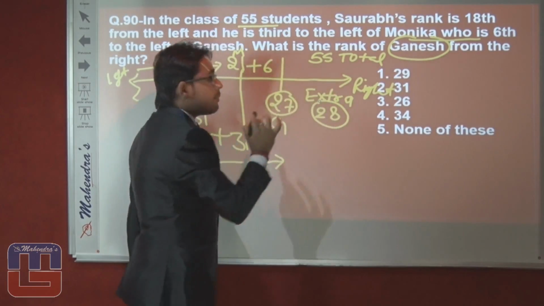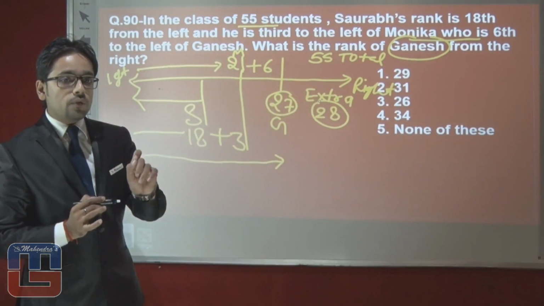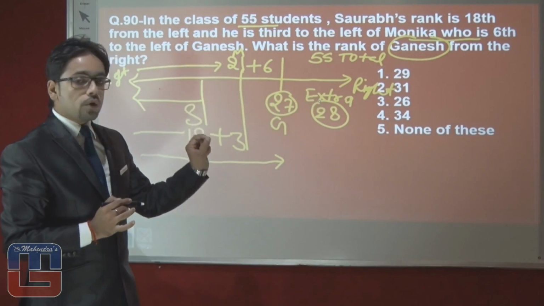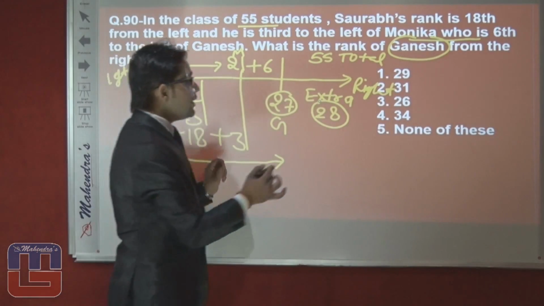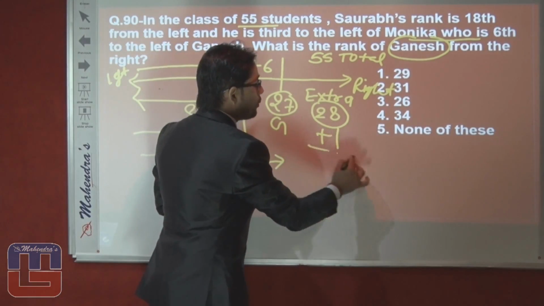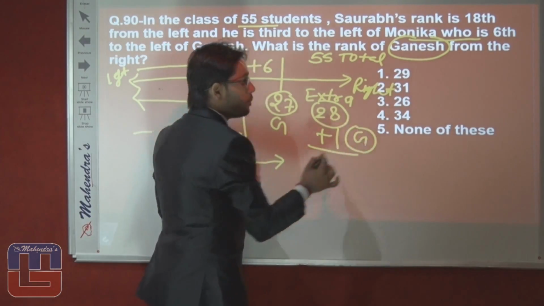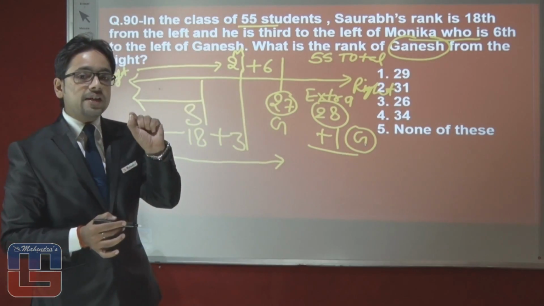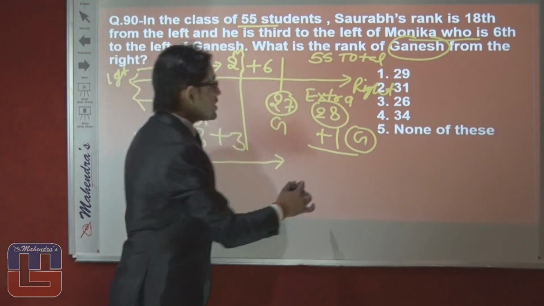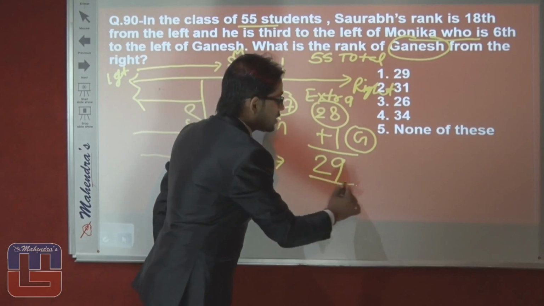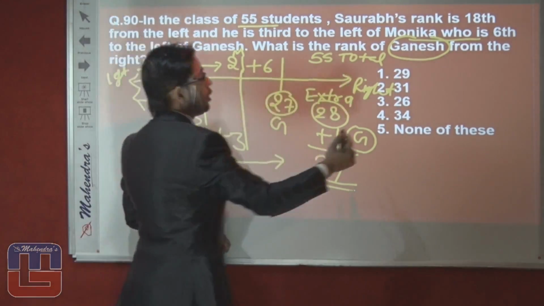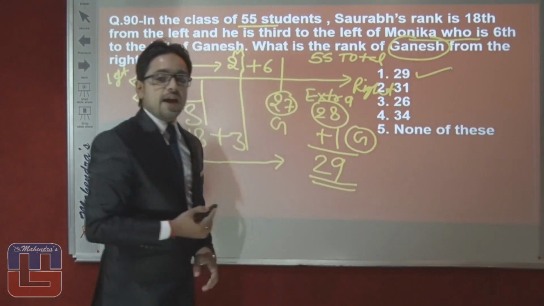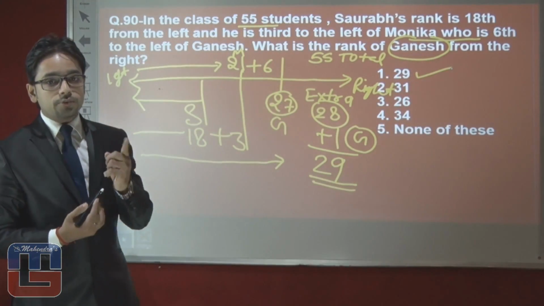28 is the extra members, but the examiner doesn't want to know about the extra students. He wants to know about Ganesh. So the position of Ganesh is 28 plus 1, because we have to count Ganesh, as the examiner wants to know the exact position of Ganesh. So we can say that the exact position of Ganesh will be 29 from the right corner, which is stated in option number first.